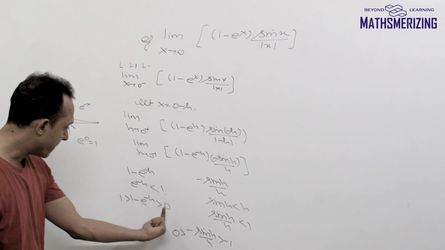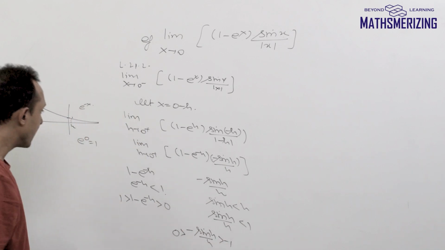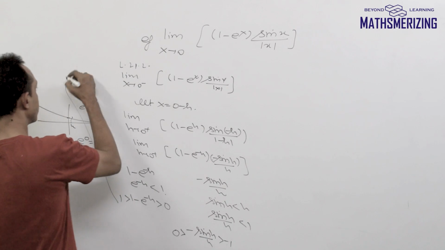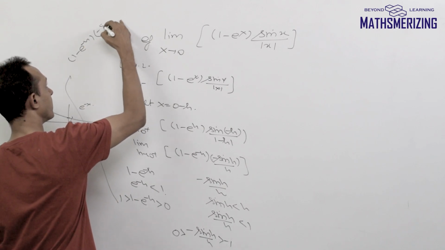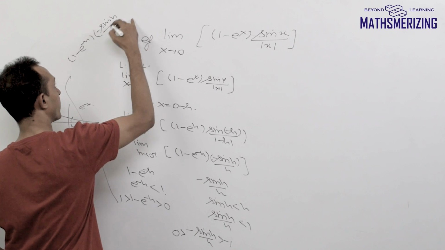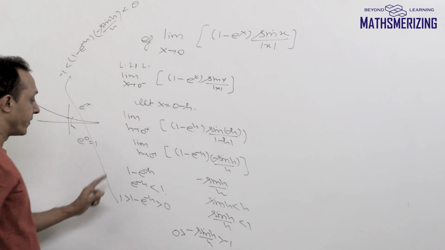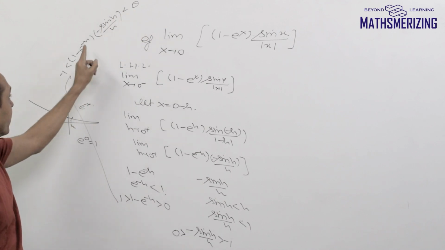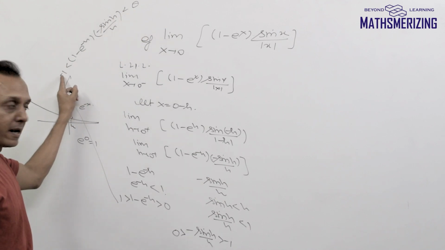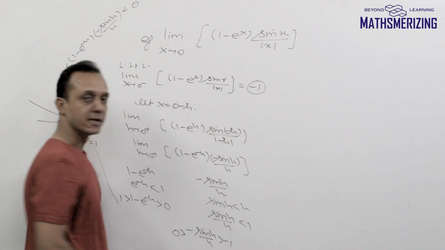Now the first value lies between 0 and 1, and the next value lies between minus 1 and 0. If I multiply them, then 1 minus e to the power minus h into minus sine h upon h will lie between minus 1 and 0. And when the expression lies between n and n plus 1, its greatest integer function will be simply n. So in this case, the value of the left hand limit is simply minus 1.